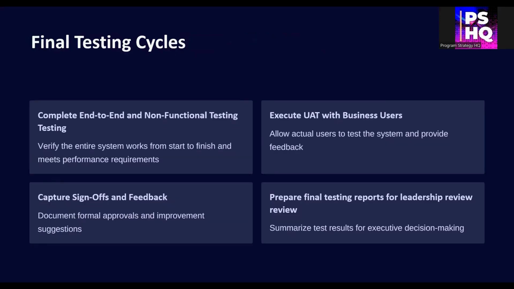Next comes final validation. Conduct full end-to-end testing to ensure the solution performs as expected from start to finish. Let business users perform UAT. Their feedback is critical for acceptance. Capture sign-offs and consolidate findings in a final test report for executive review and approval.